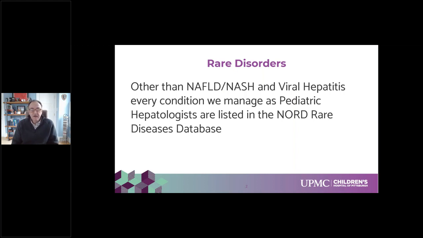So if we look at the NORD rare disease database, pretty much every single condition we deal with in pediatric hepatology, saving maybe fatty liver disease and viral hepatitis, is mentioned as a rare disease. This includes biliary atresia, which is by far the most common indication for liver transplantation. So I'm going to focus this on what we consider rare disorders for liver transplant, namely those genetic and metabolic conditions.